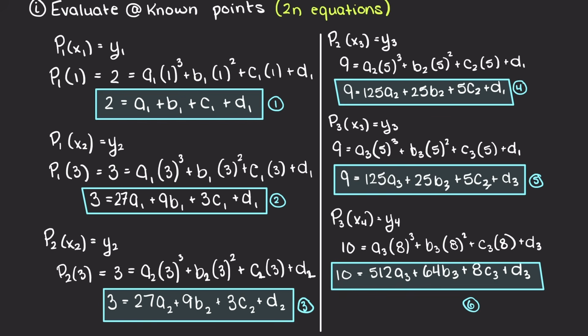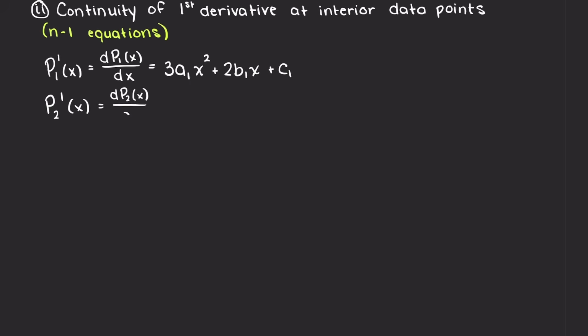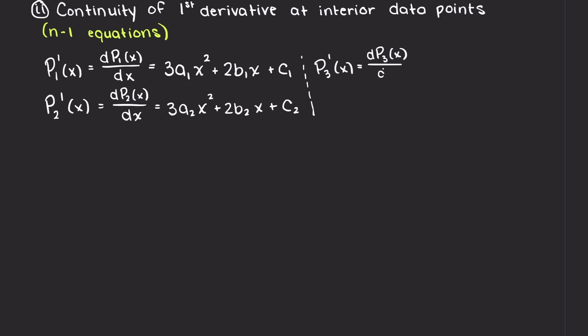Secondly, as we learned in the cubic spline interpolation video, we can find n-1 equations through the property of smoothness at our first derivatives of our interior data points, which in this example will give us 2 more equations as we have 2 interior data points, and you can see that here.